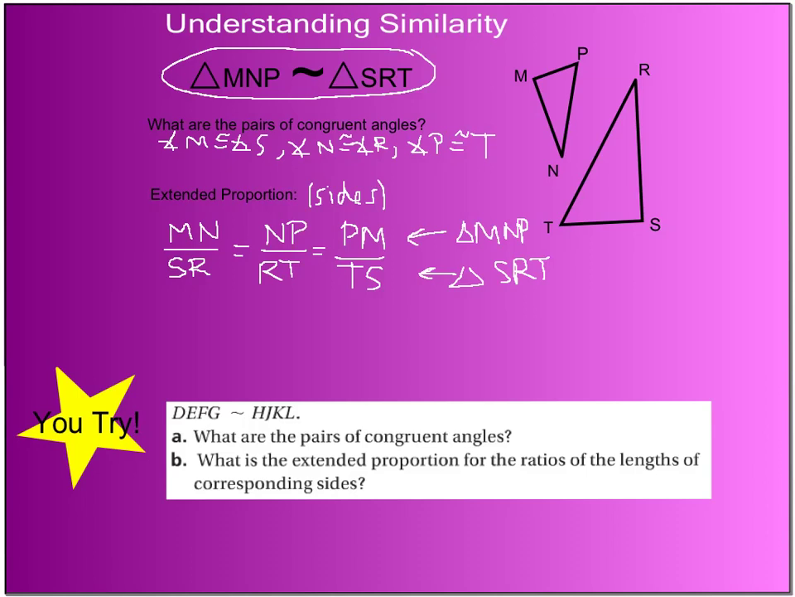So now you're going to go ahead and do this You Try, where they give you not similar triangles, but similar quadrilaterals, 4-sided shapes, because there are 4 letters given to you in the names. So go ahead and do that You Try, and I'll check that in class.